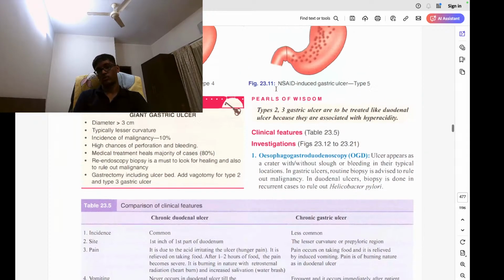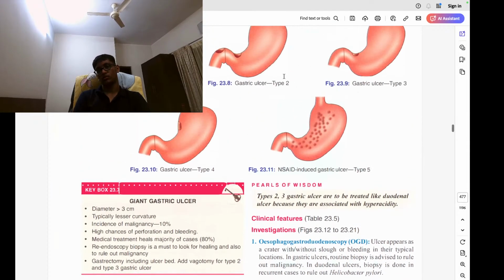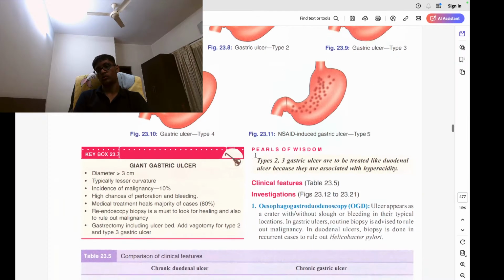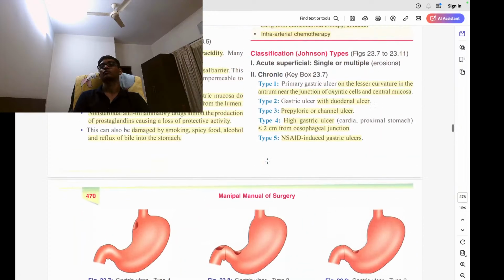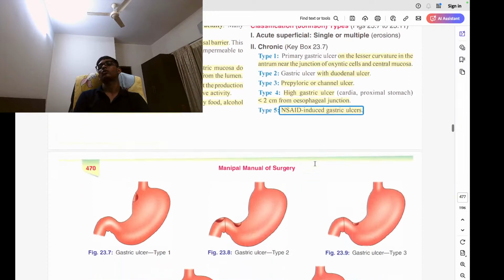Types 2 and 3 are to be treated like duodenal ulcer because they are associated with hyperacidity. Okay. They're all near the channel, you see. Pre-pyloric or channel ulcer.